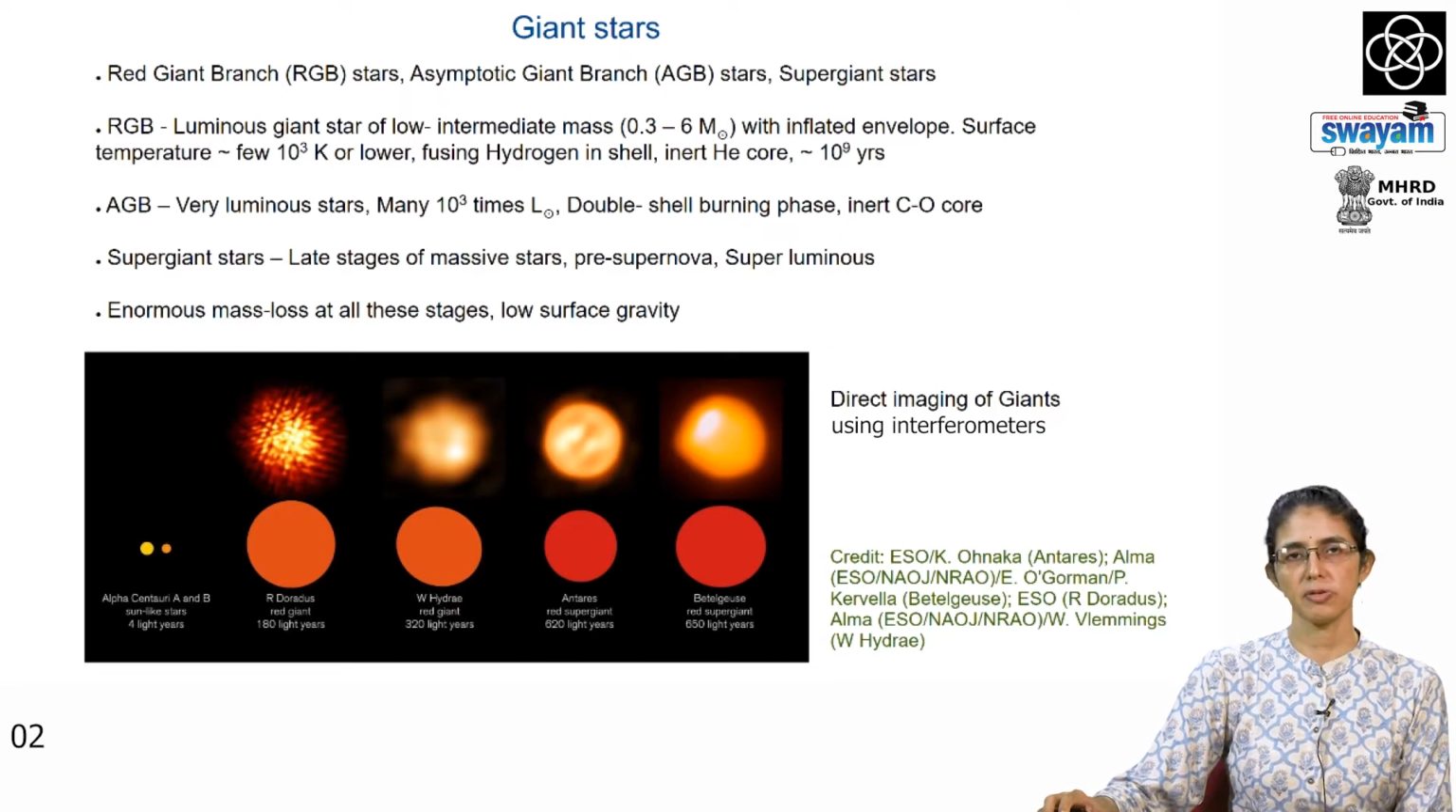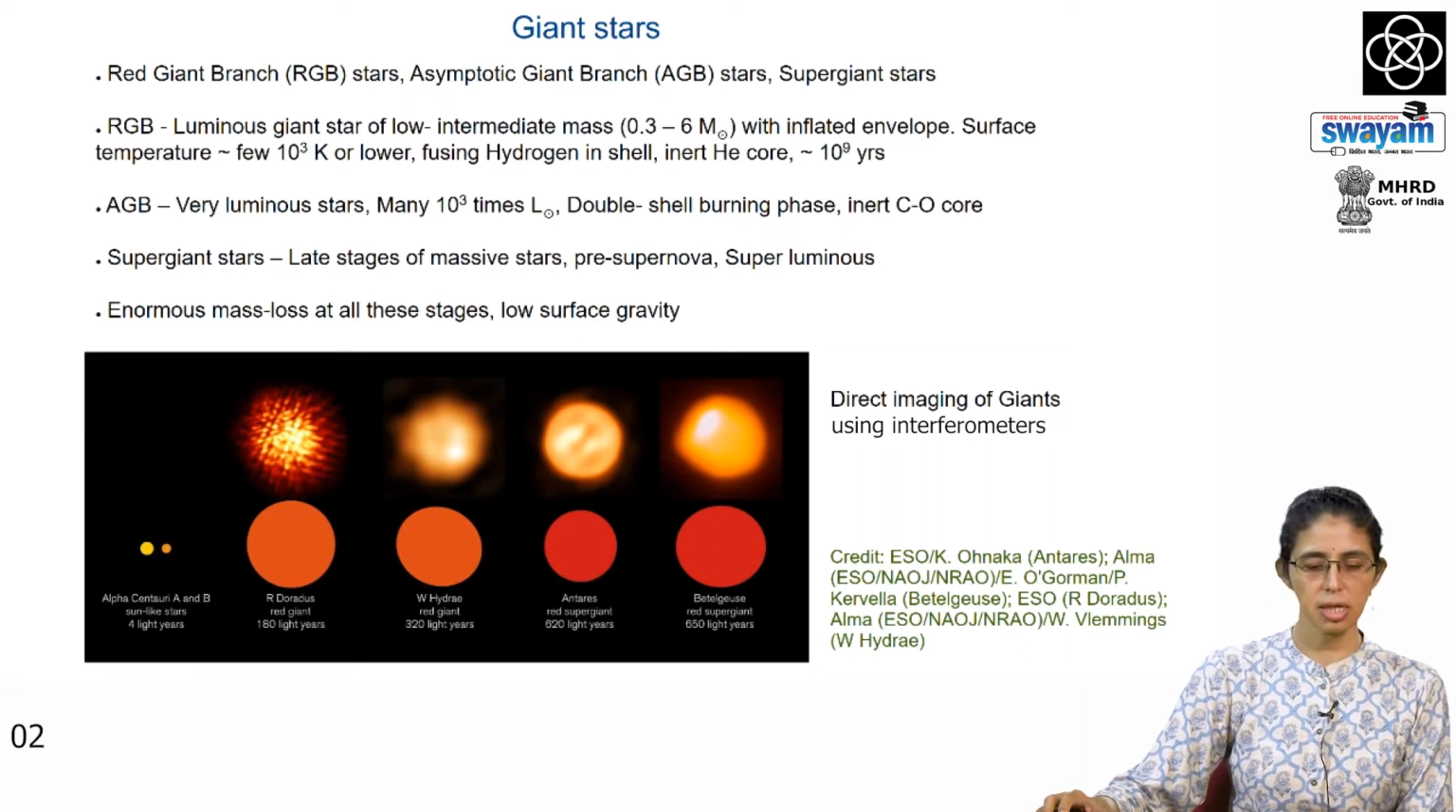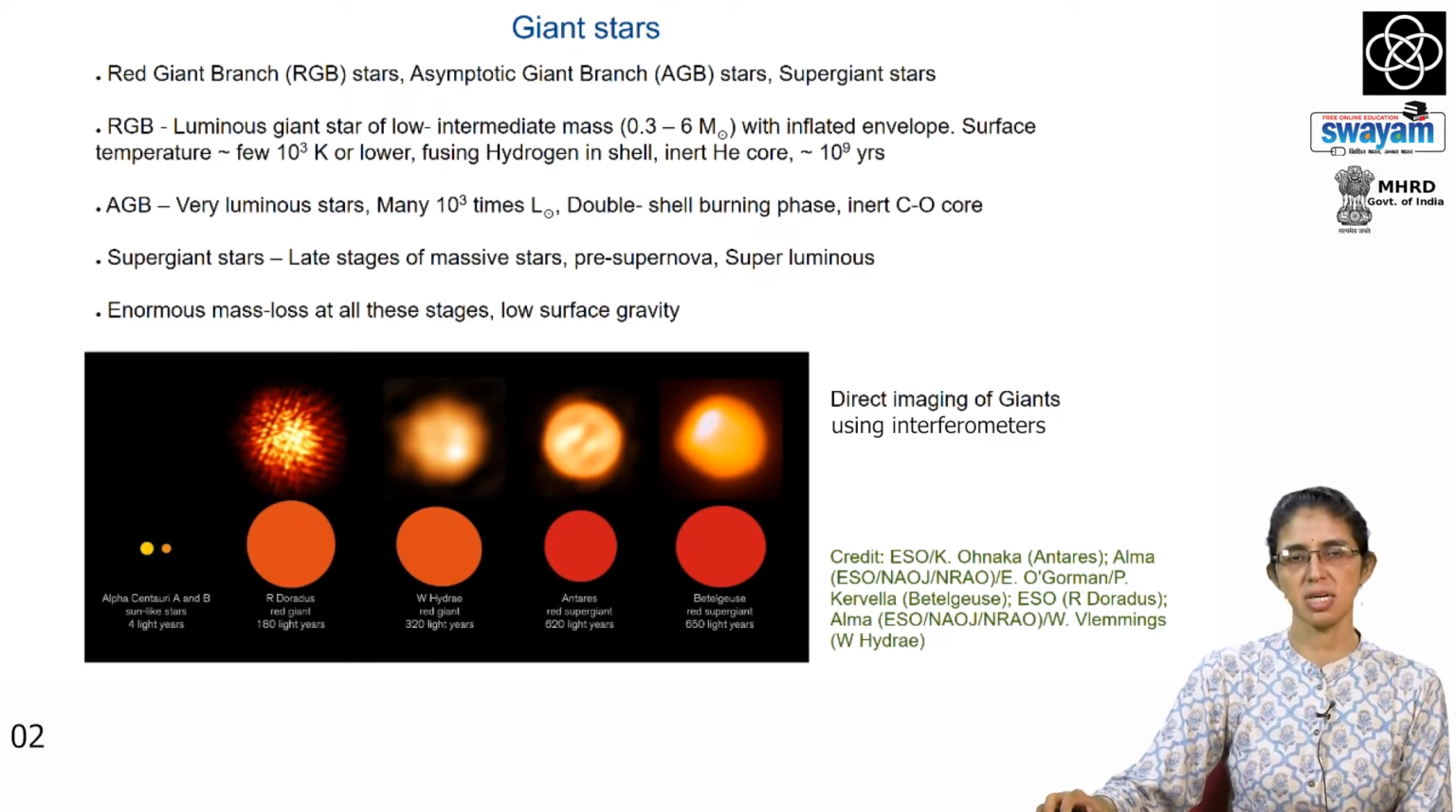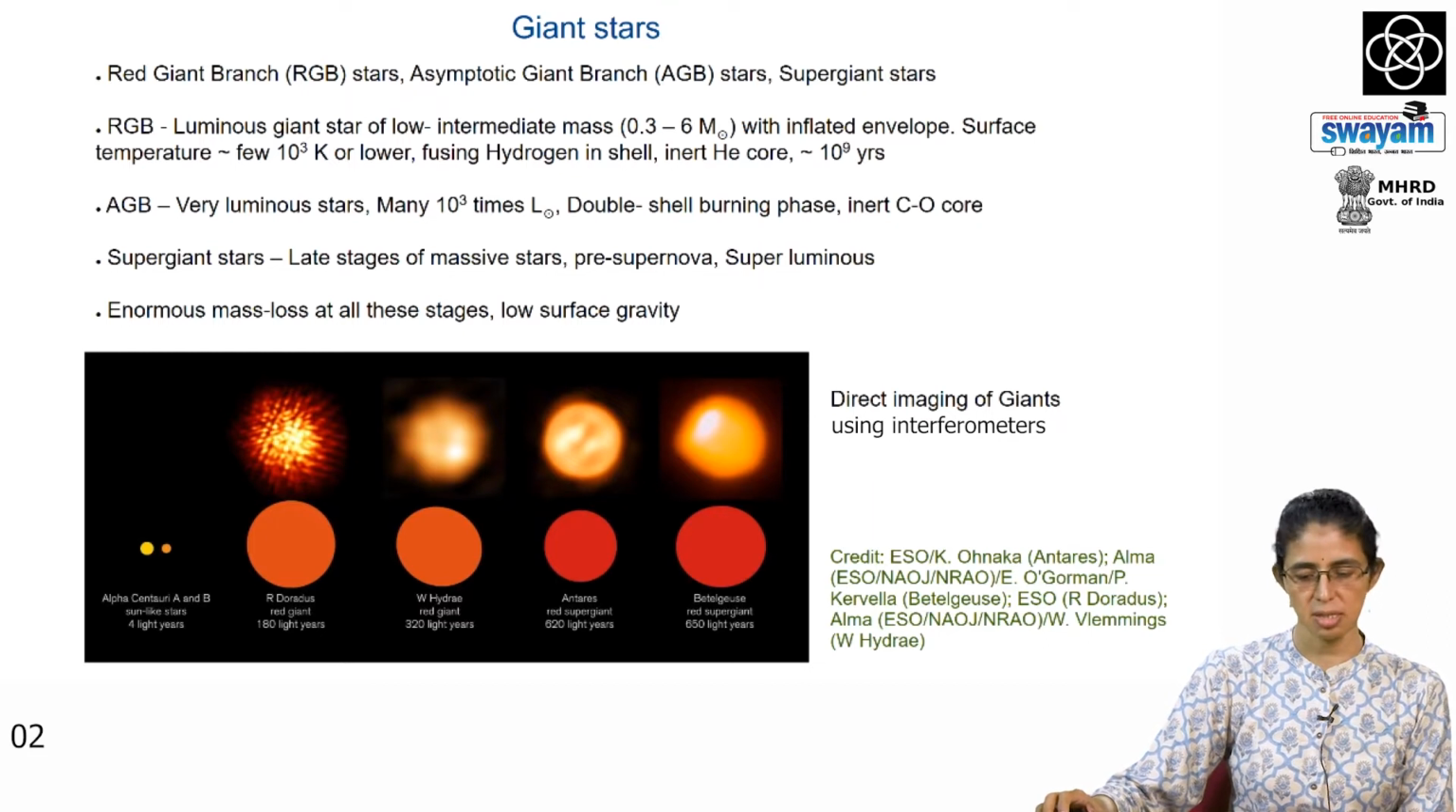The third group of giant stars is the supergiant stars, which are the late stages of massive stars. They are in the pre-supernova stage and they are very luminous. In all these stages, there is an inflated envelope and the surface gravity is very low, and consequently an enormous amount of mass loss occurs in these stages.